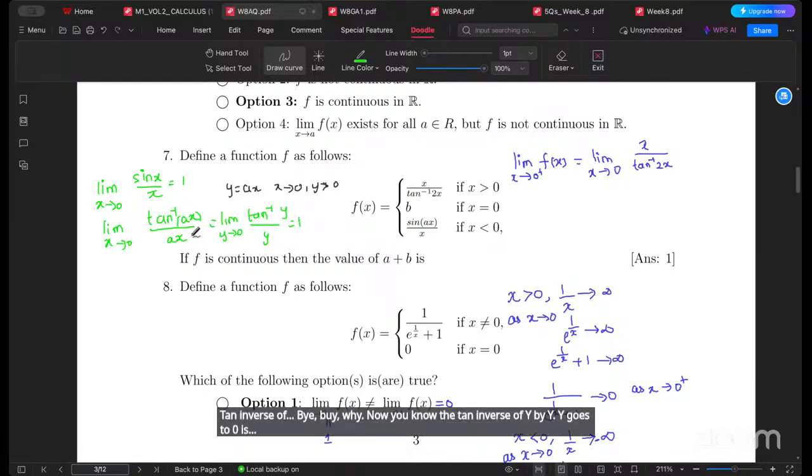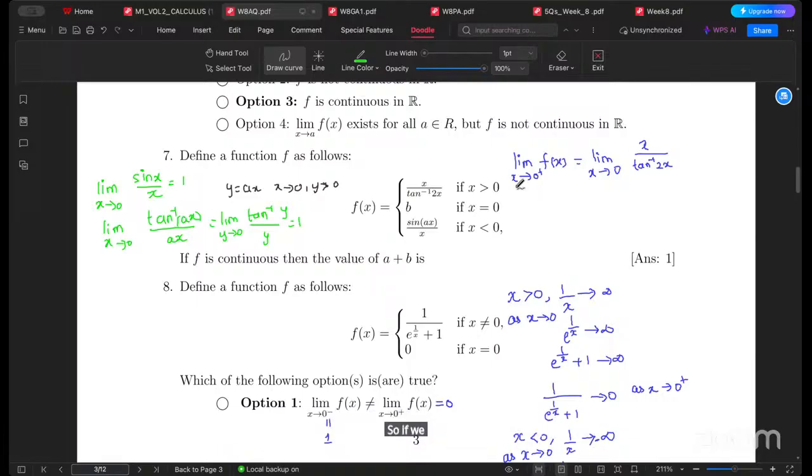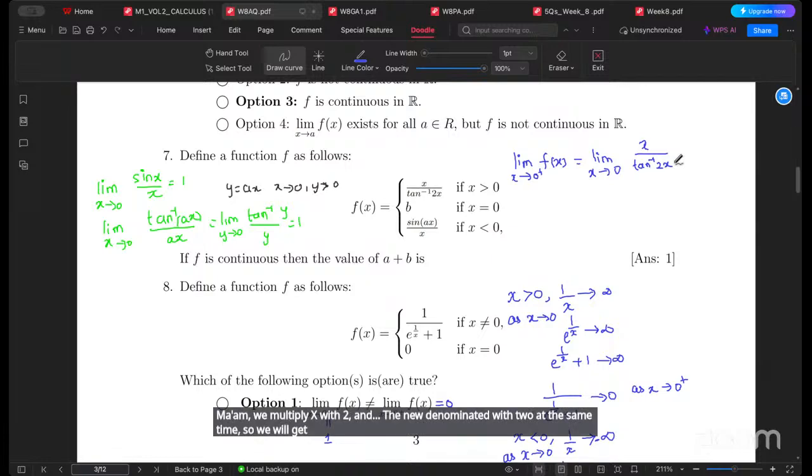So we are going to use that here. How can we use this? Any idea? Ma'am, we multiply the numerator with 2 and the denominator with 2 at the same time, so we will get the limit as half.